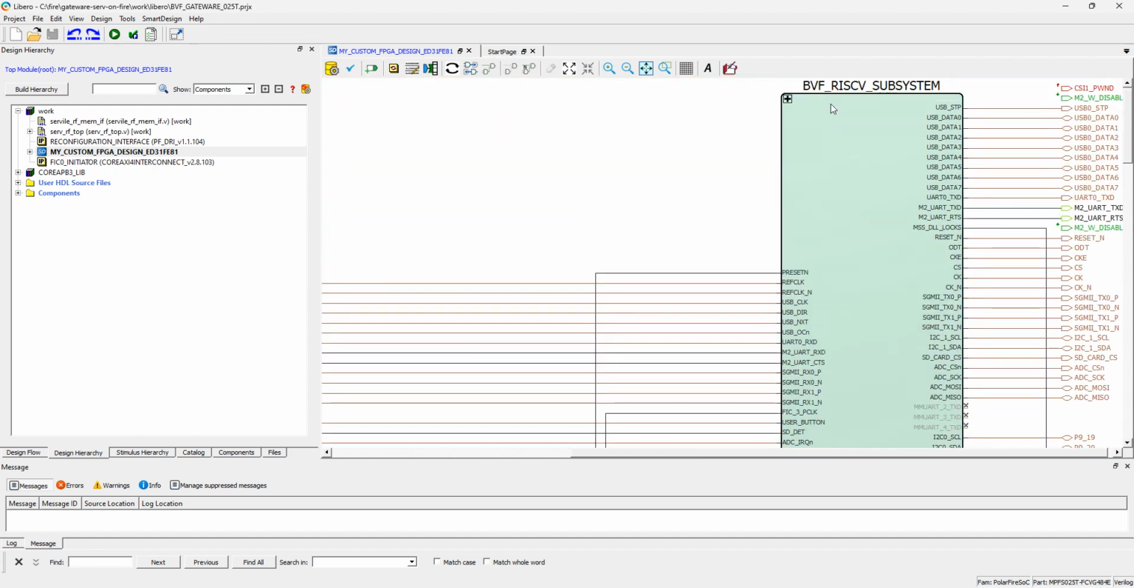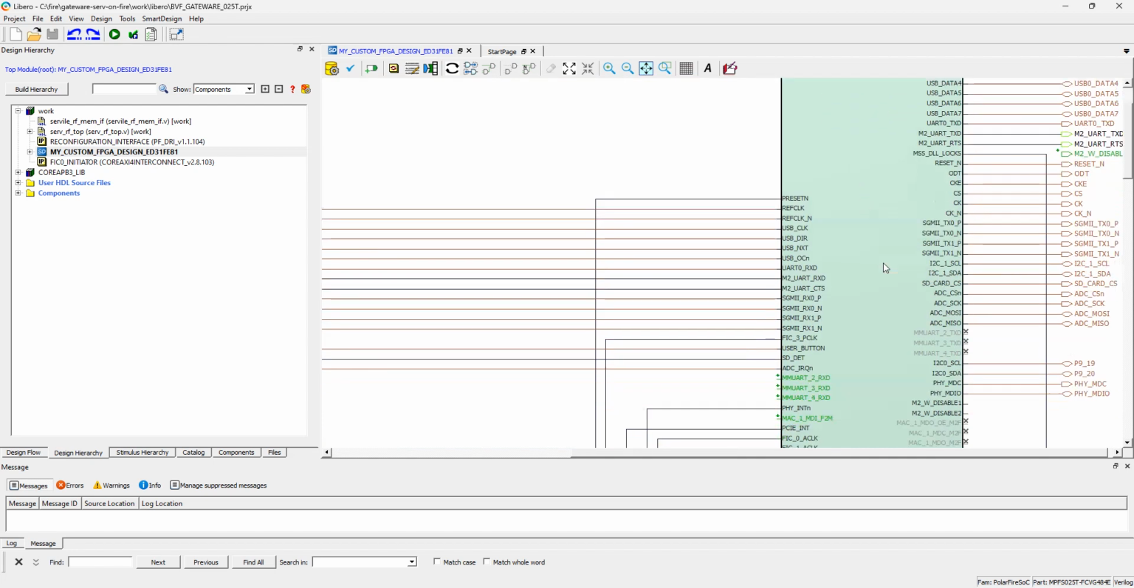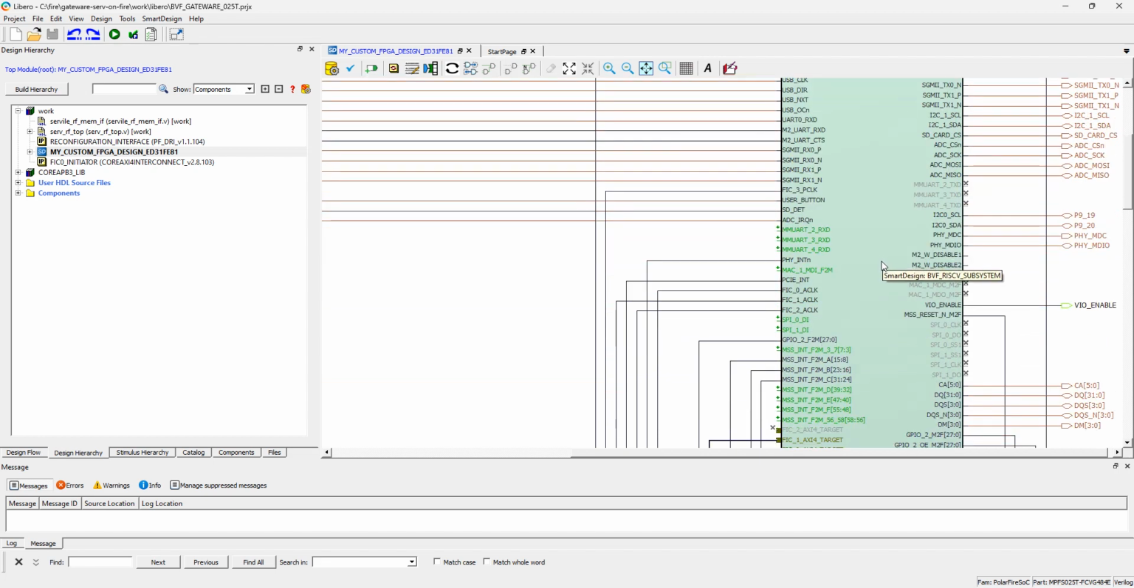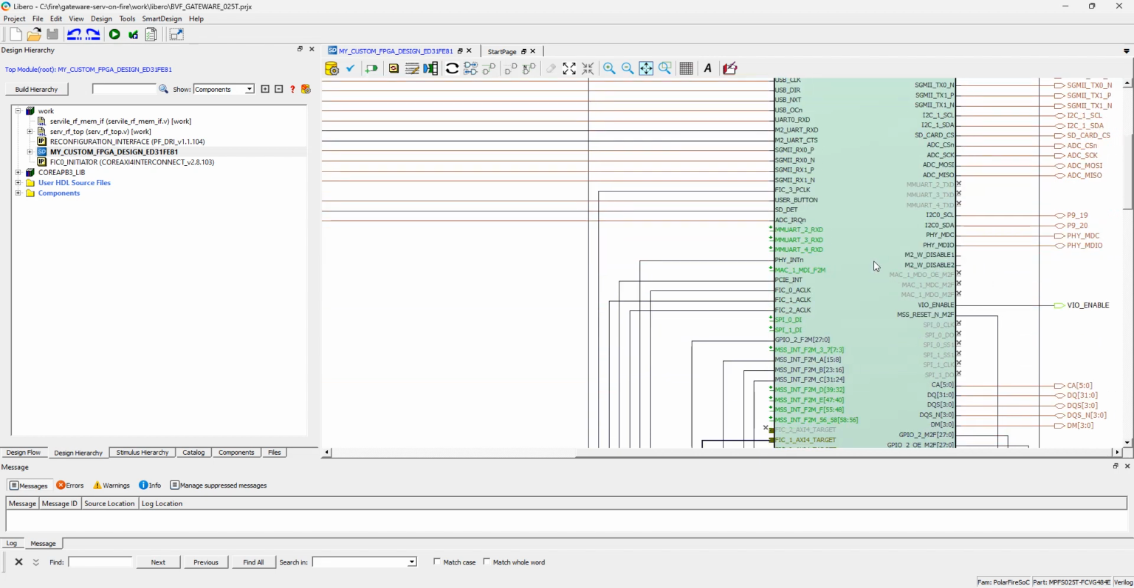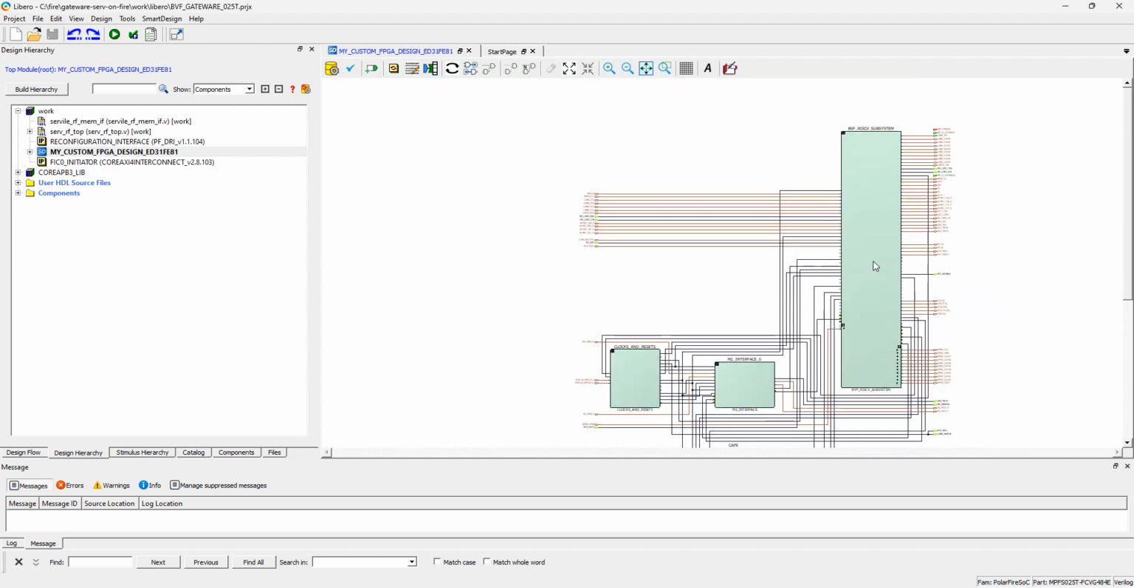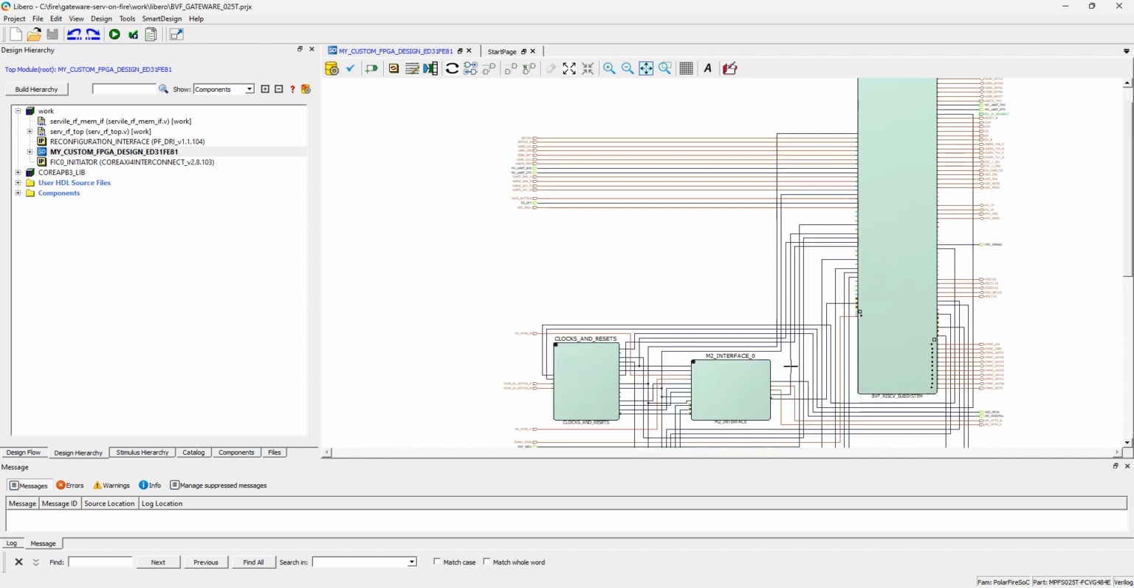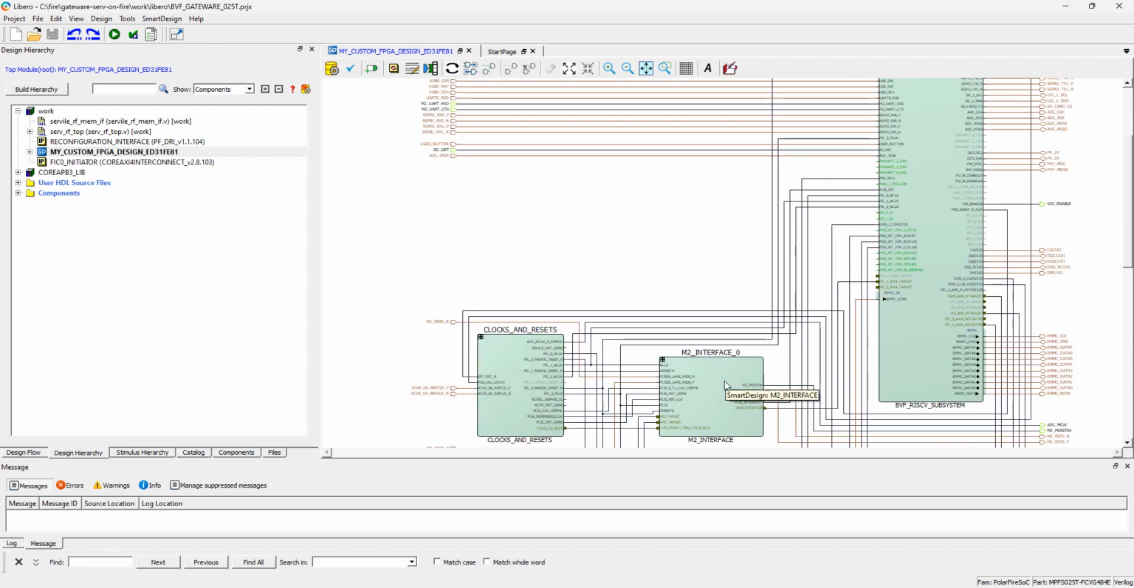And so this here is the BVP RISC-V subsystem. And so this has got your processor cores in it. If we scroll out again, here we've got the M2 interface.